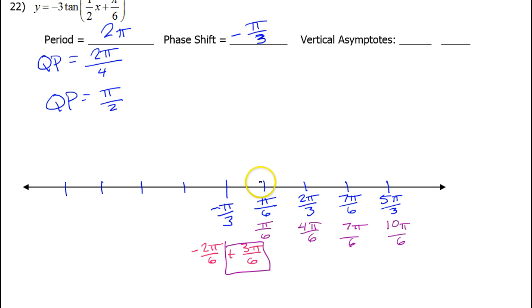So in a moment, well, I might as well do it now. Hopefully I'll have better luck with the erasing than I did the last time I tried to erase. Okay, so that's how I get these values.